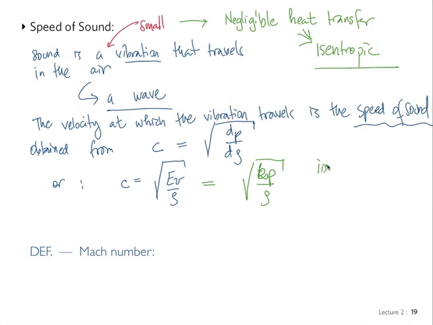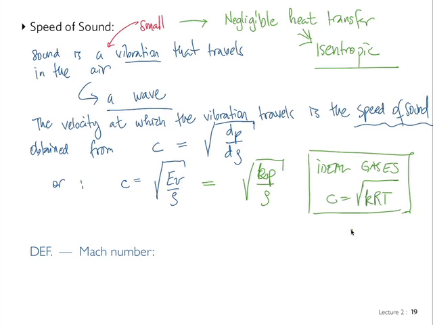And for ideal gases, C is equal to square root of KRT. For example, air has a speed of sound equal to 340 meters per second at standard conditions of 15 degrees Celsius, which is about 288 Kelvin. And of course the definition of the Mach number is the ratio of the velocity of a flow with respect to the speed of sound.